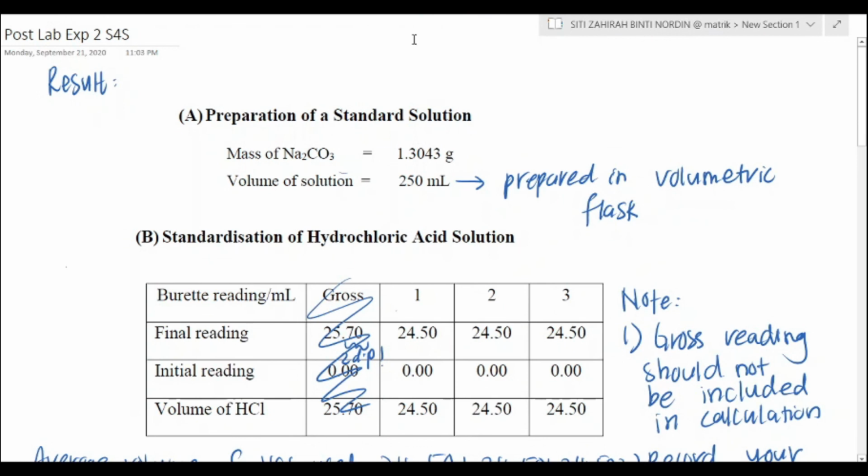So that's all for the post-lab of experiment 2. Complete all the jotter. I want to see it during our face-to-face.